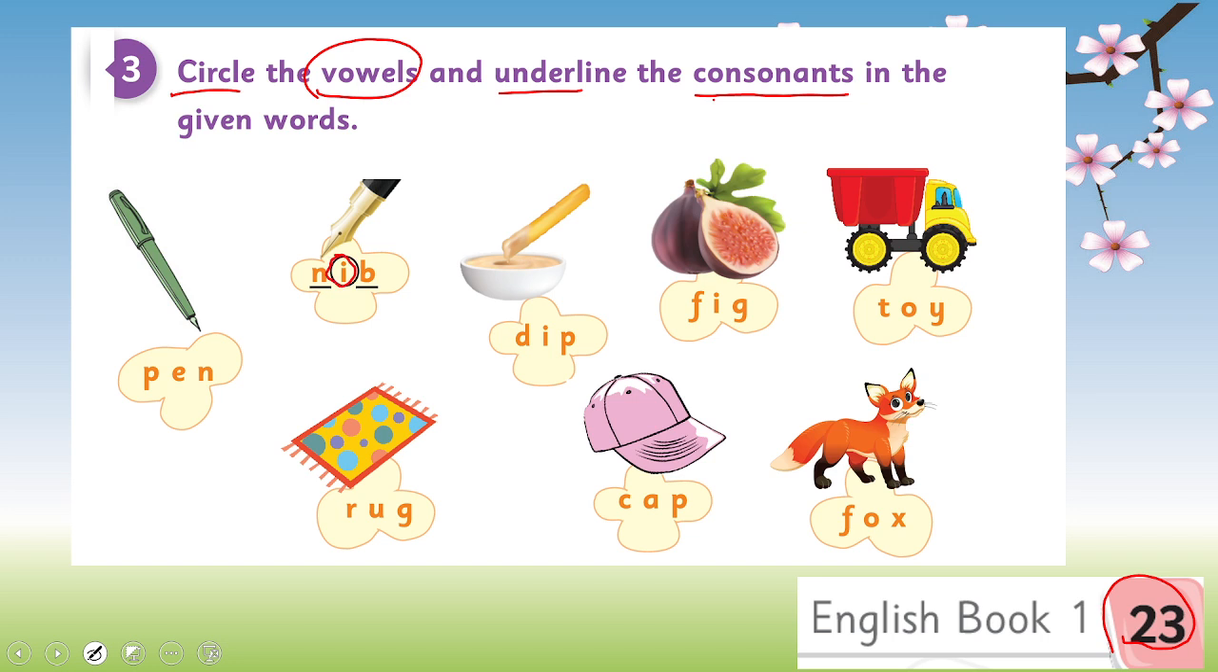I is a vowel, you have to circle it. N is a consonant, you have to underline it. B is a consonant, you have to underline it. Do this same activity for all the words given on this page. Pause the video, enjoy this activity.